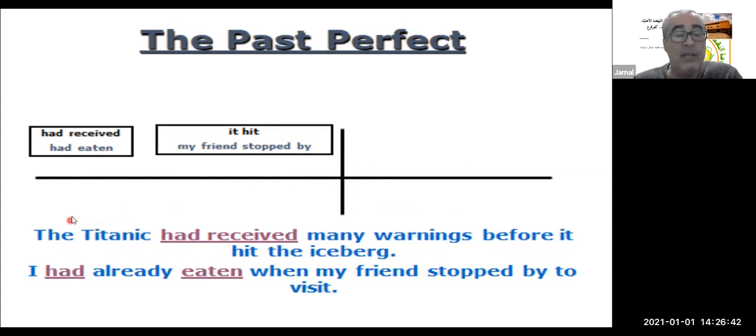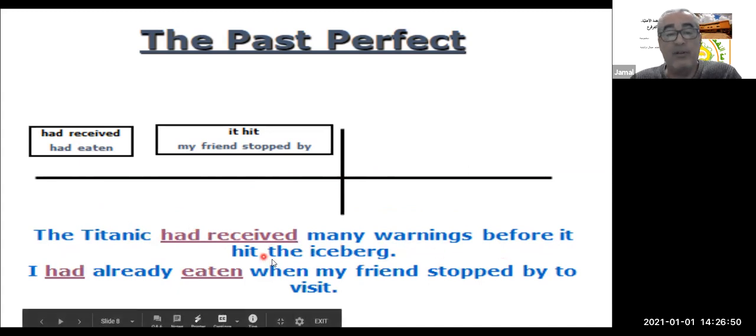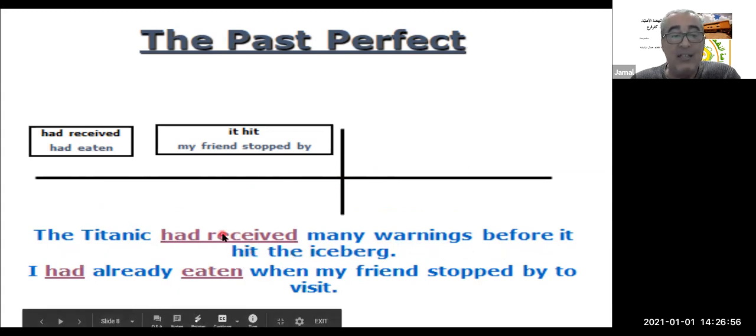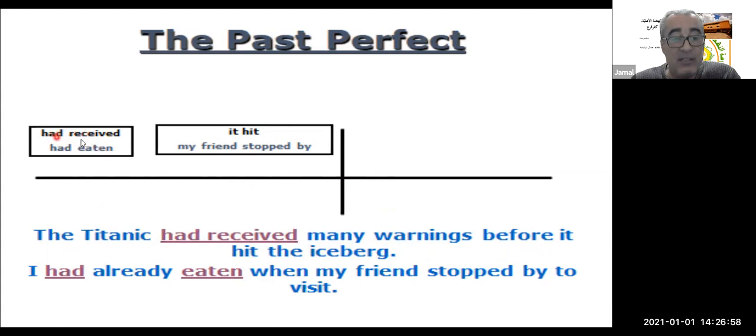Okay, let's look at this example. The Titanic, the movie you all probably know, the Titanic had received many warnings before it hit the iceberg. So we have two actions, had received and hit. Had received here is in the past perfect because it happened before it hit.